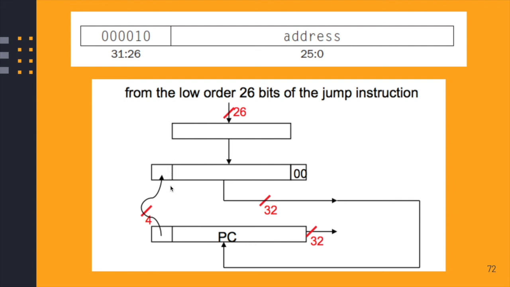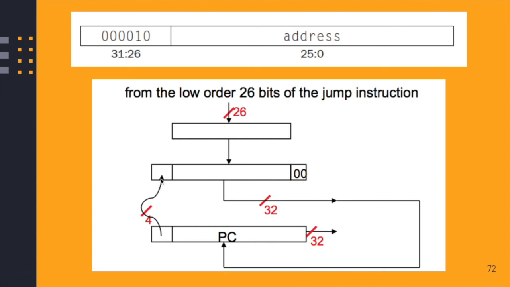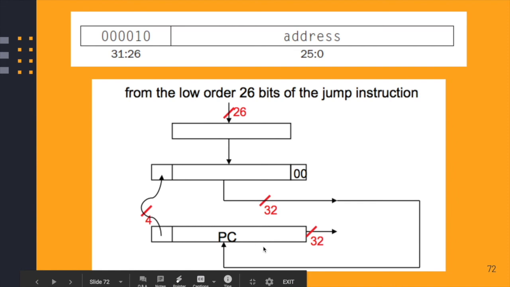So as you can see here, the most significant 4 bits are moved up to here, or are copied and concatenated to the address. So now we have a 32-bit address, and these 32 bits will update the program counter, or the program counter will be updated with these 32 bits.